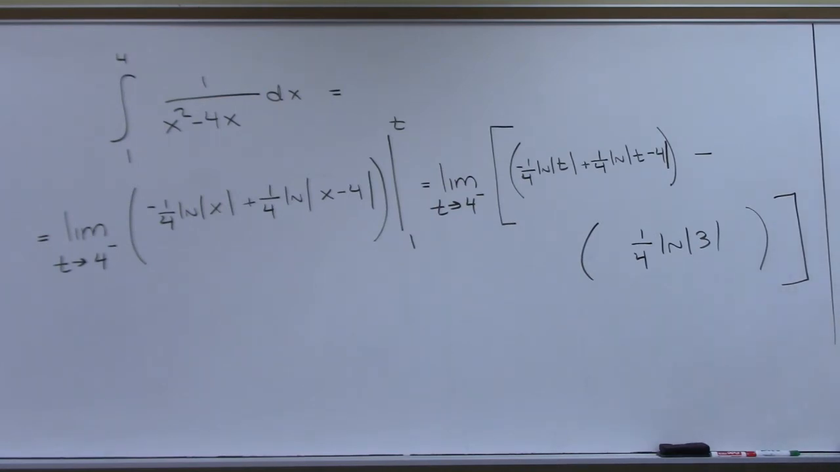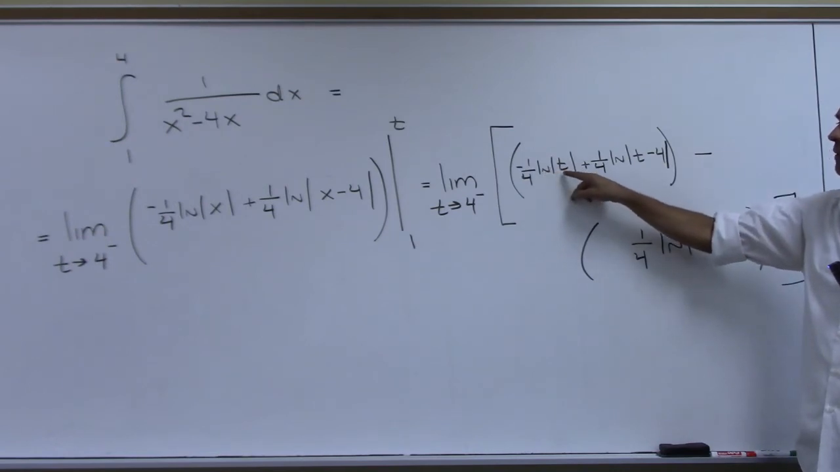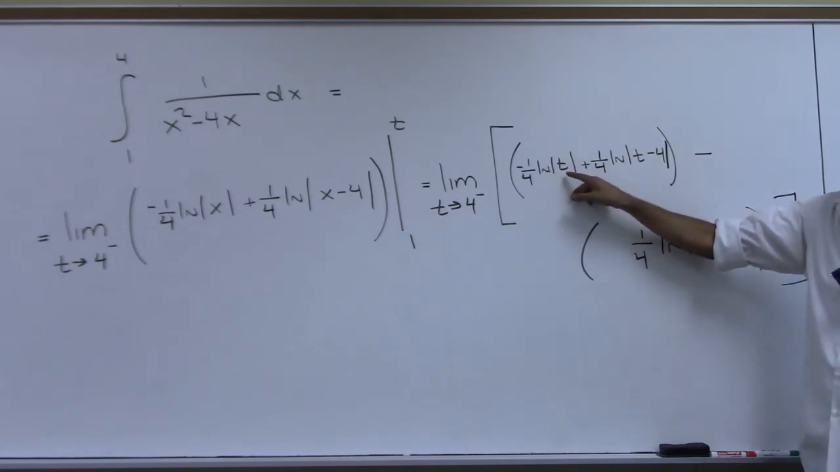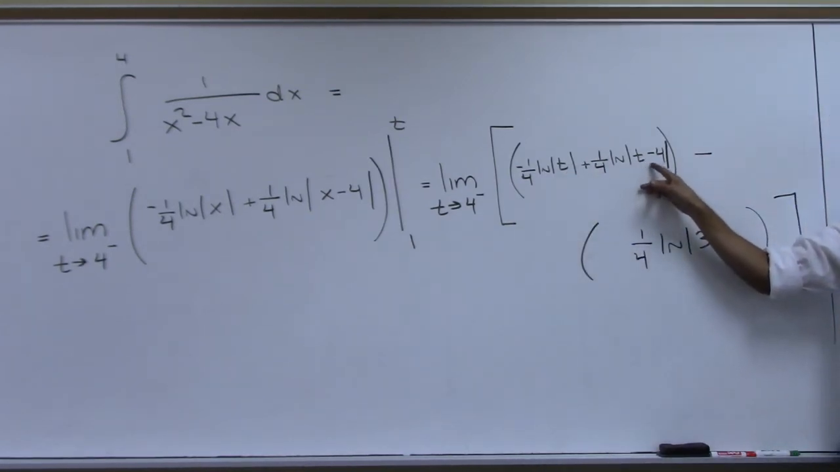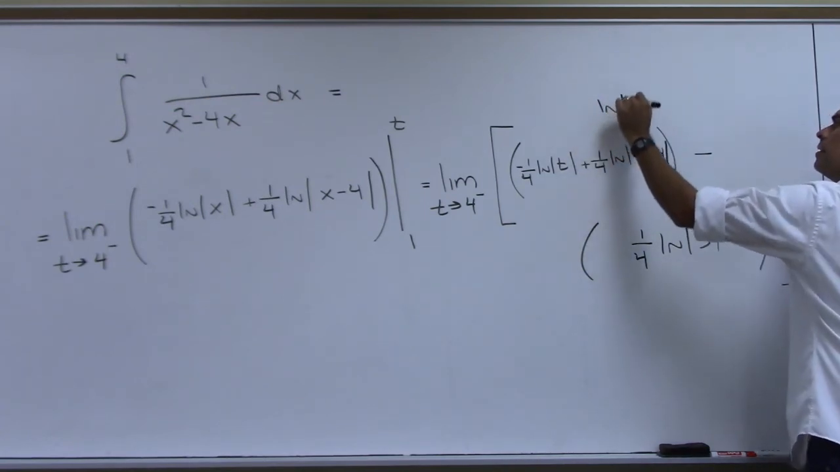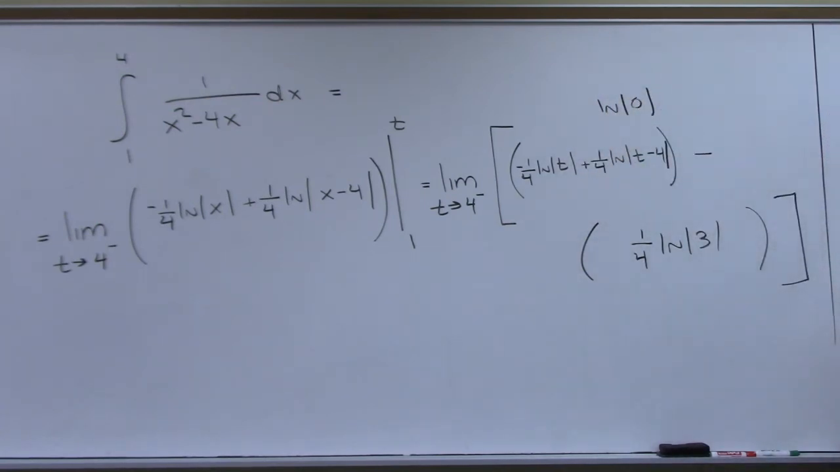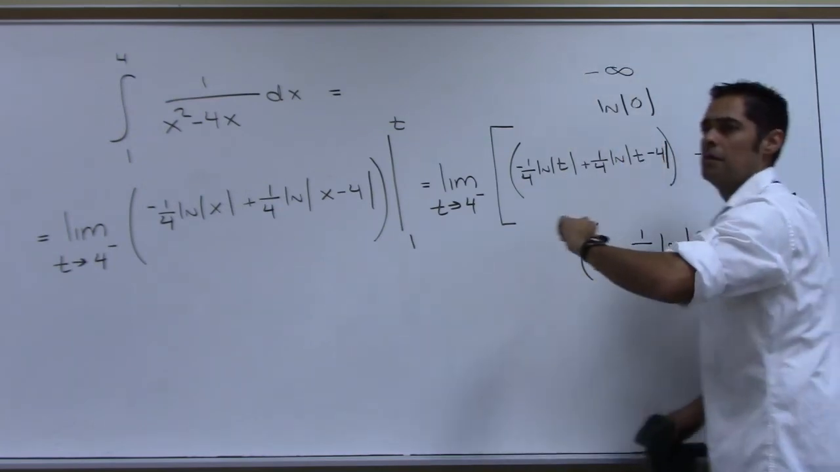All right. Now t is going to go where? To 4, right? From the left. What's natural log of 4? Something, whatever that is. But when I try and plug 4 in here, what do I get? You get natural log of 0. And what did we say happens to the natural log function as you approach 0? It becomes infinite, negative infinity, right? And so I can say what then? This diverges.